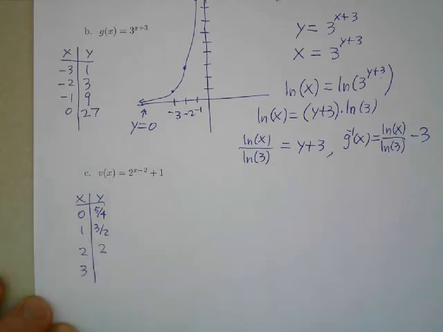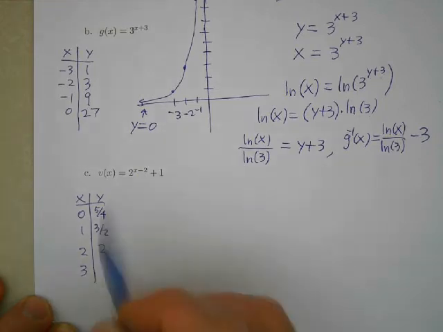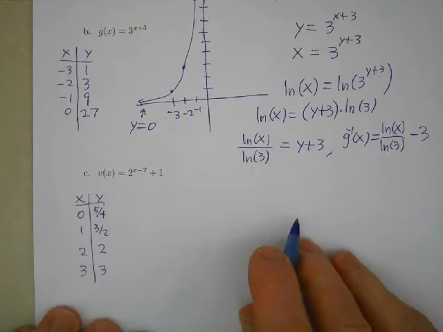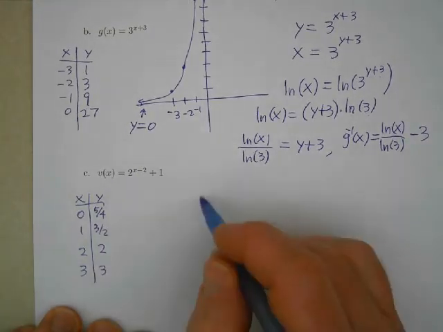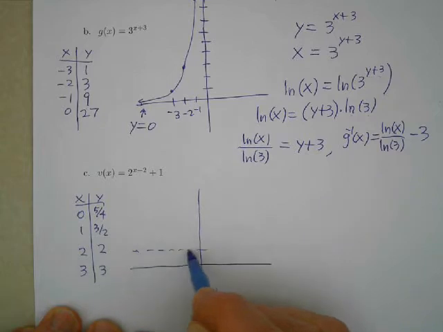And one more ordered pair ought to be enough. When x is 3, the exponent, 3 minus 2, is 1. 2 to the first is 2. 2 plus 1 is 3. And then the horizontal asymptote is y equals 1. So make sure you get that in there, y equals 1.